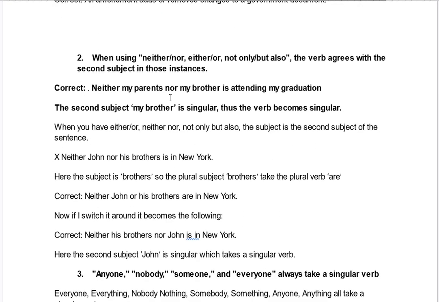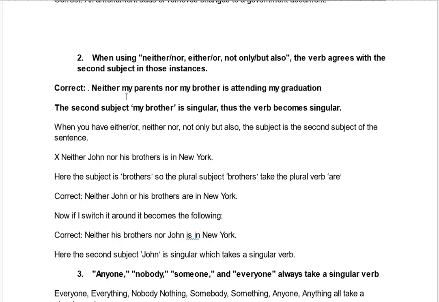Now here it gets tricky. When using neither nor, either or, not only but also, the verb agrees with the second subject in these instances, not with the first subject. So I'm going to read this again. When using neither nor, either or, not only but also, the verb agrees with the second subject, not with the first subject.